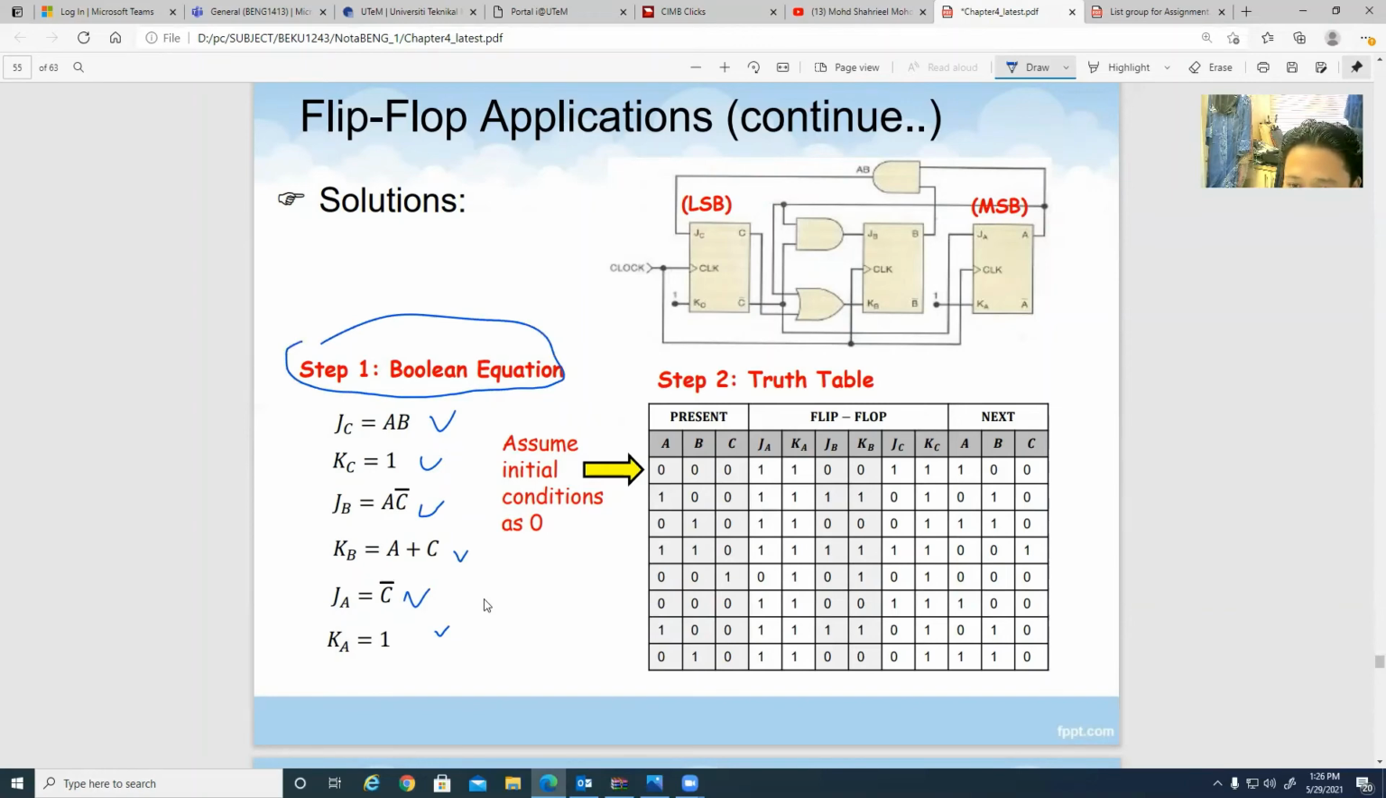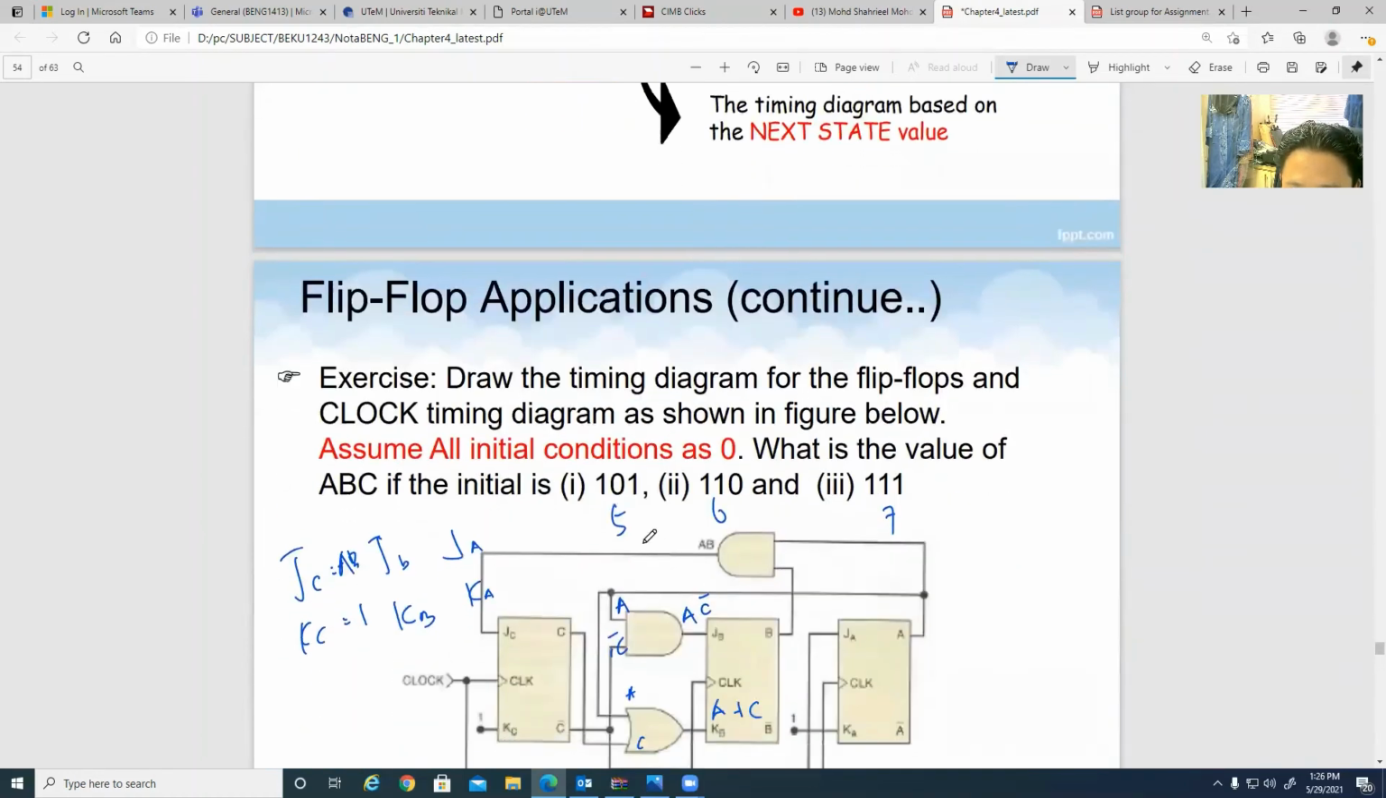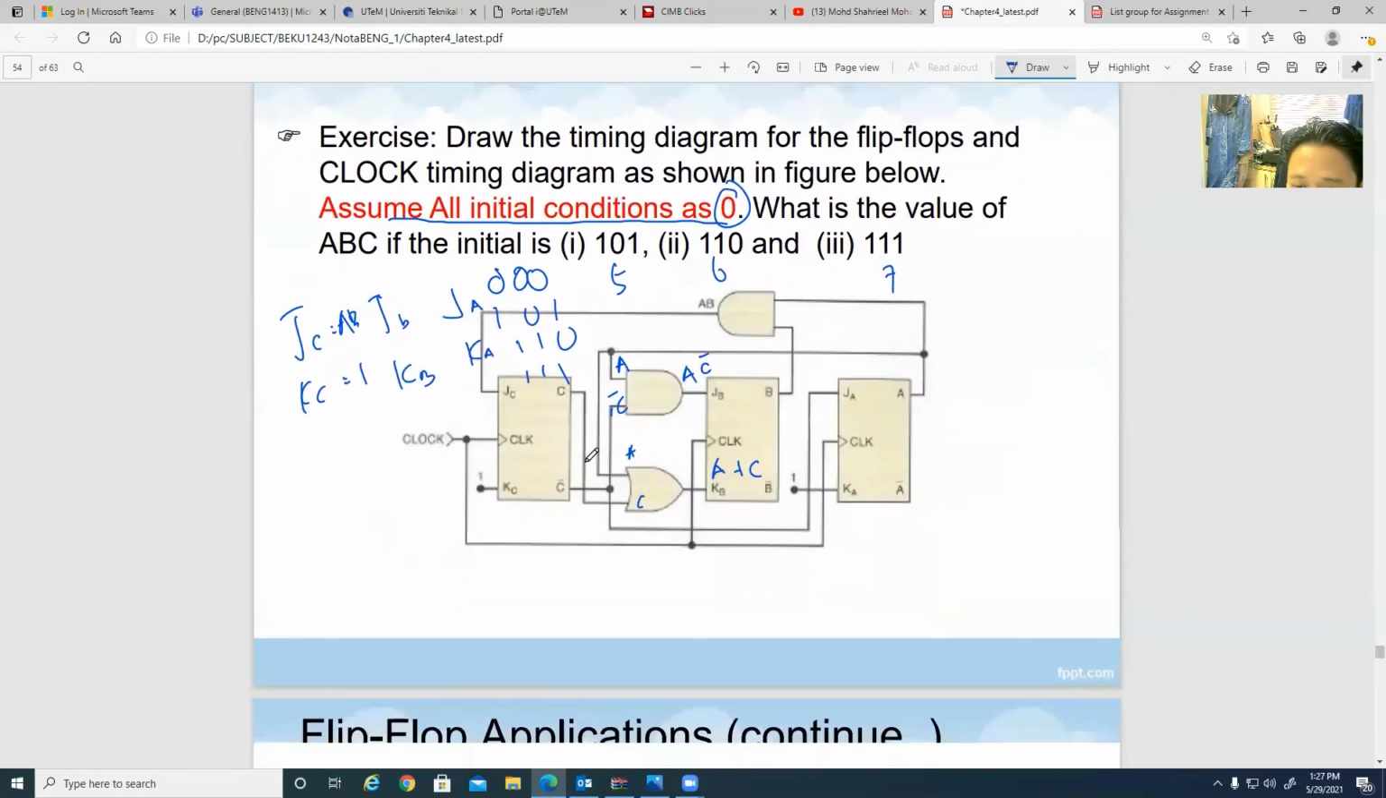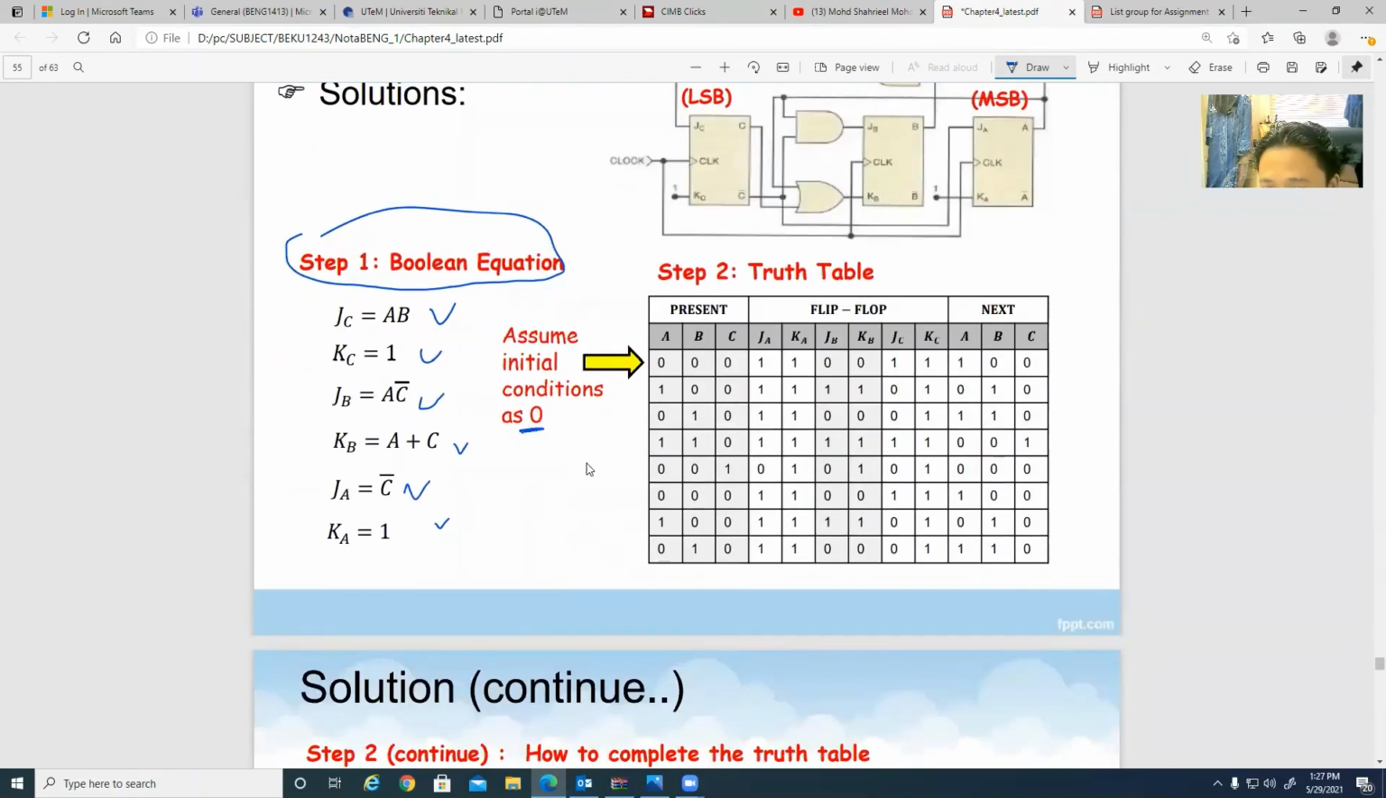Then you can draw the truth table. You have to start with the initial condition based on the equation. The initial condition is 0, so we start with 000. Make sure you follow the sequence: 000, then 100, 101, 110, and so on.